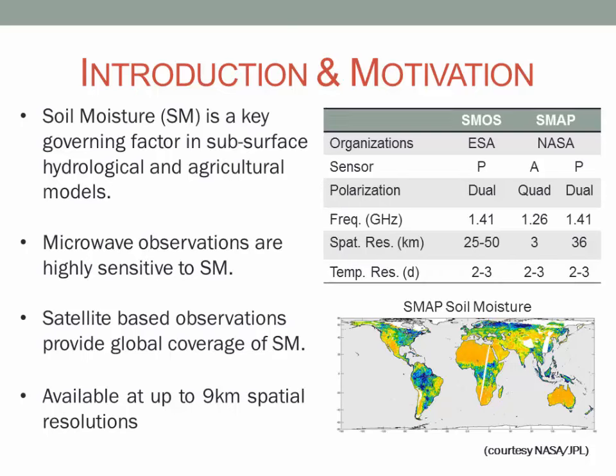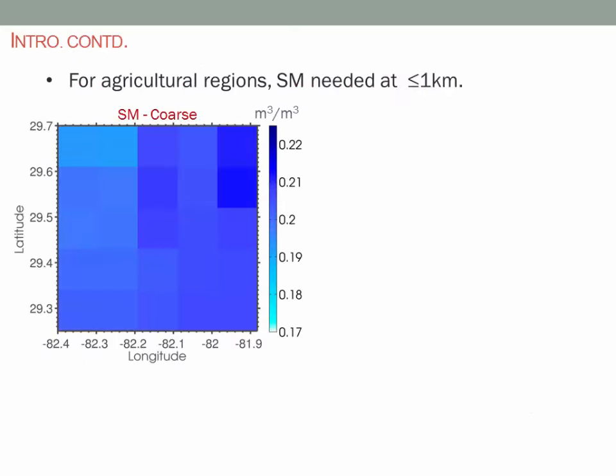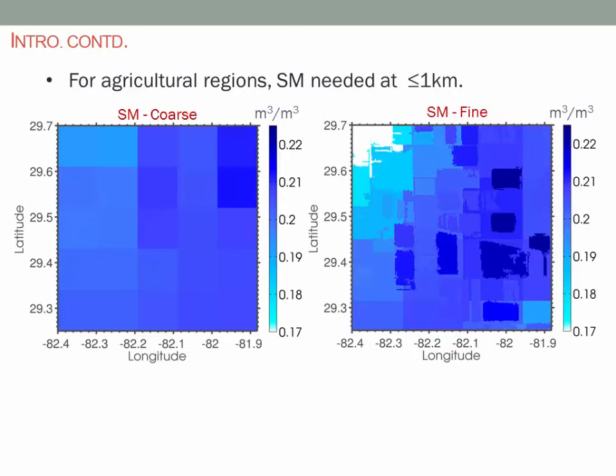Although the 9 kilometer spatial resolution is very good for hydrometeorological studies, for agricultural studies we need even finer soil moisture. And the reason is that even within one SMAP pixel there is a lot of spatial heterogeneity, as you can see, that needs to be characterized. And for that we need downscaling. So let me present a brief context of the study.